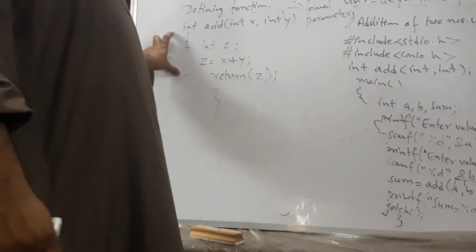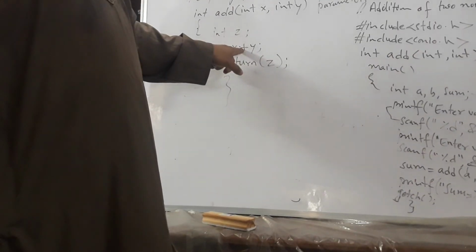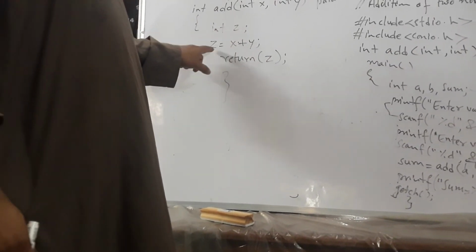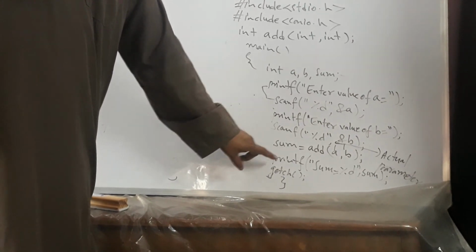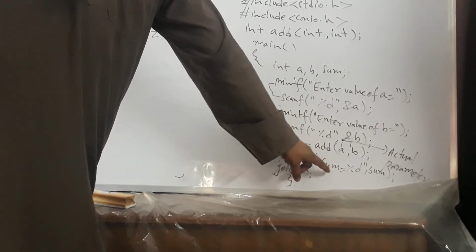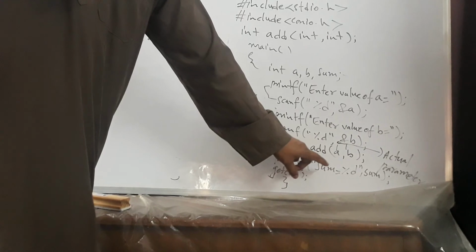In this definition of the function, we are performing the addition operation, and after adding these two values we are storing the result in z. Again we are returning this z to sum. And in the executable part of main, we are displaying sum as the main thing.